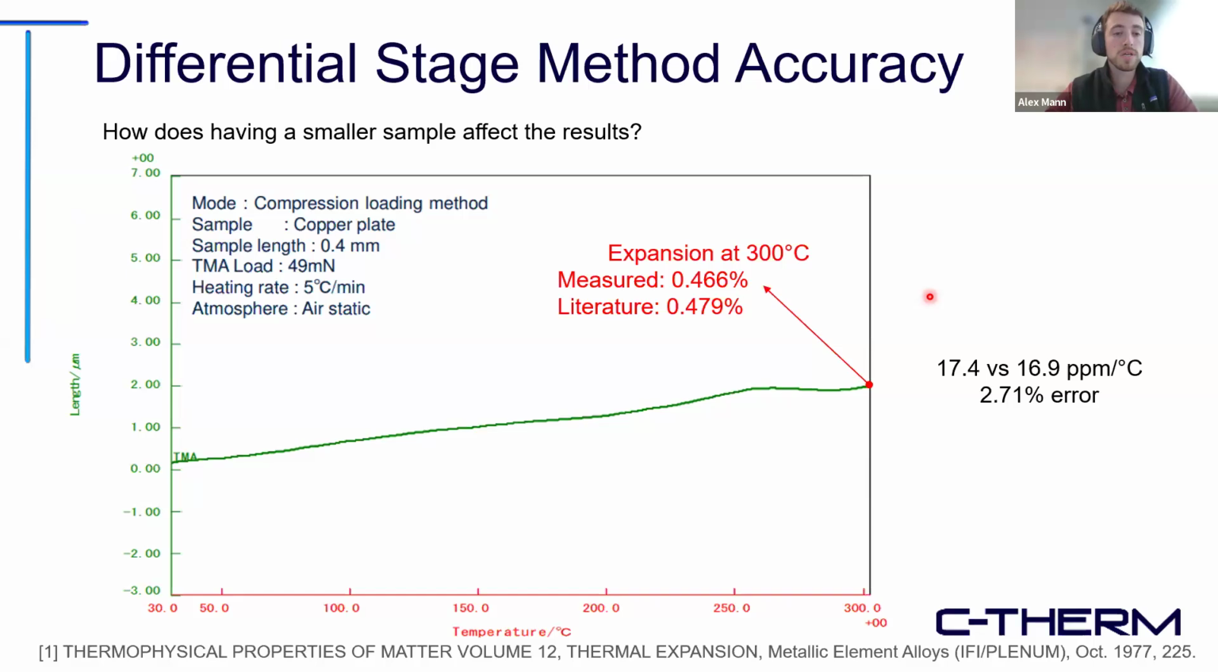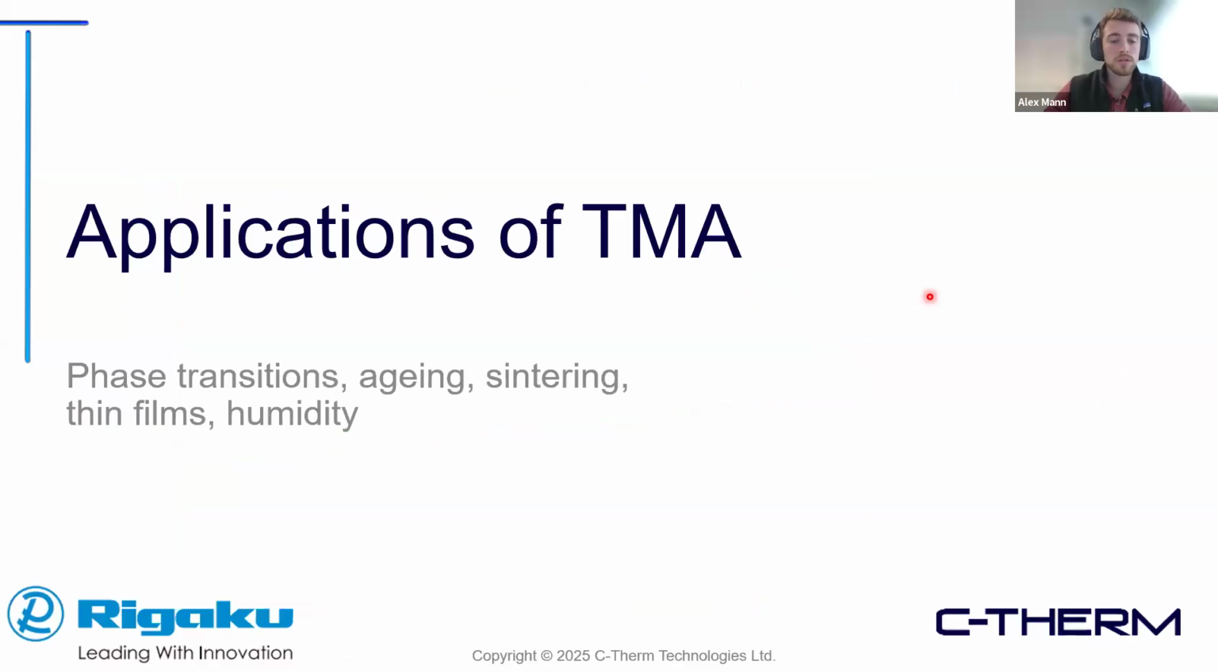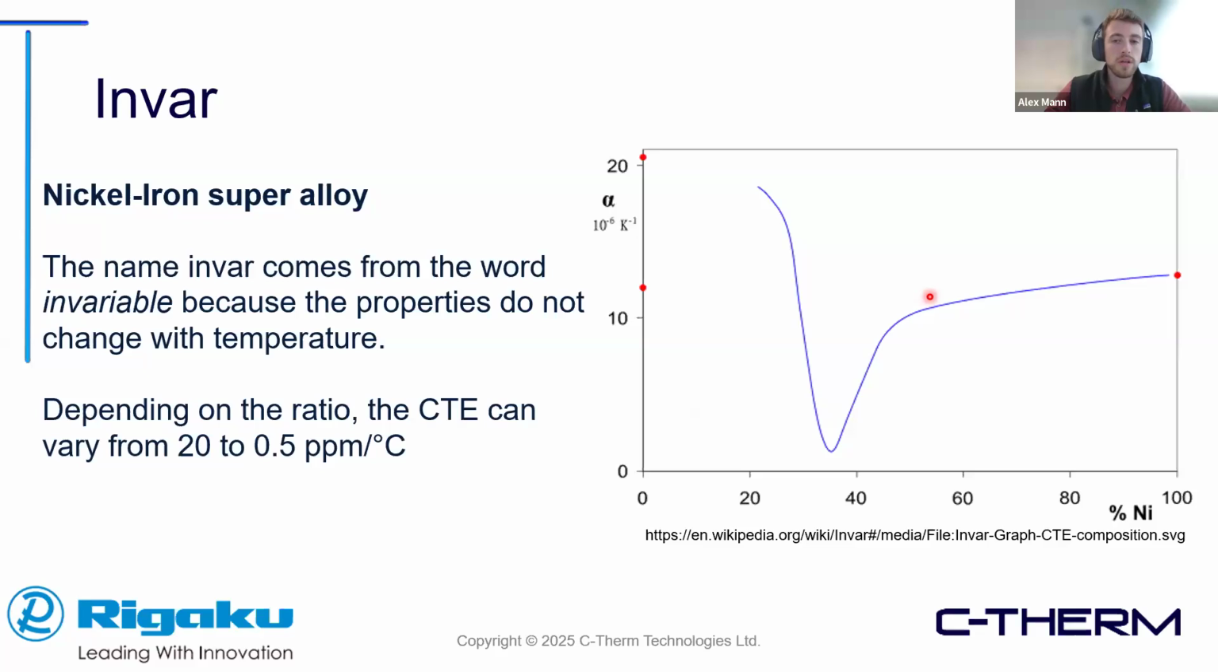And also, it's worth mentioning that copper, 17, isn't the largest expansion. This method really works well with polymers. It can get really high accuracy with polymers because they expand so much. So quickly, I'm going to go over some applications of the TMA, all done using Rigaku.